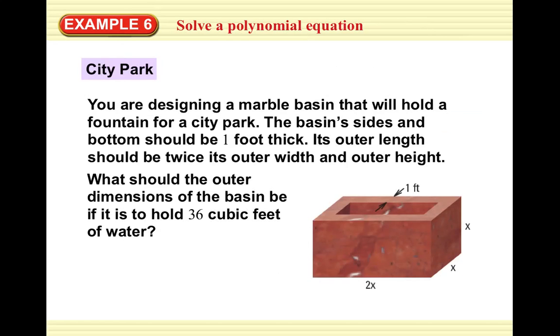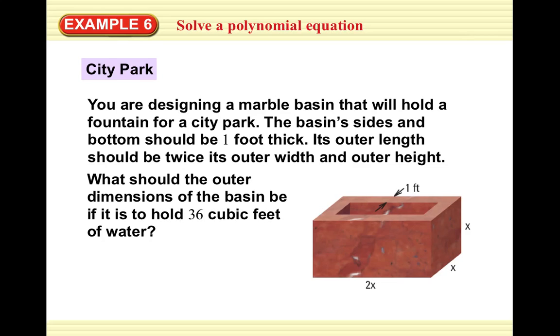All right, let's take a look at our word problem. For the city park, it says you are designing a marble basin that will hold a fountain for a city park. The basin's sides and bottom should be 1 foot thick. Its outer length should be twice its outer width and outer height. What should the outer dimensions of the basin be if it's to hold 36 cubic feet of water? Notice that our picture is showing us that the width and the height are x, and then the length is 2x.